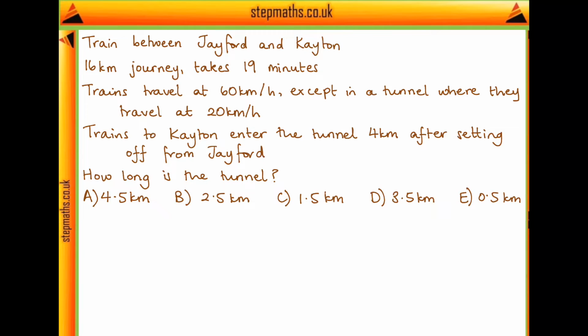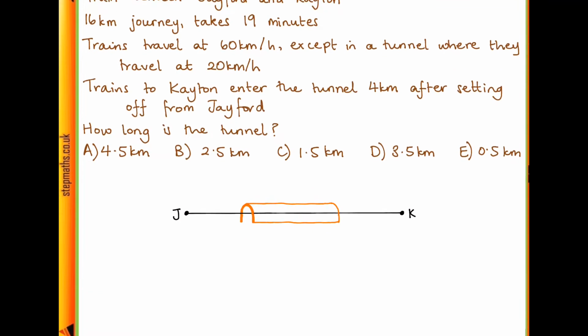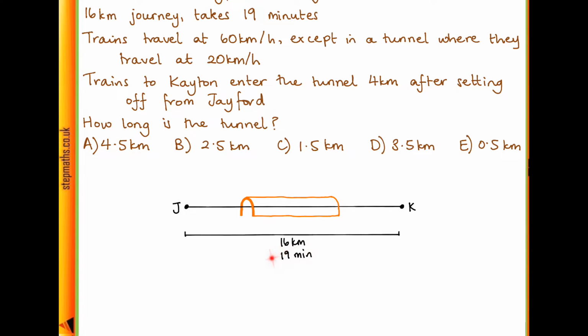Okay, so let's have a picture. Here is my train line from Jayford to Kayton with my tunnel in the middle. The whole thing is 16 kilometers, which takes 19 minutes. We're told that the trains travel at 60 kilometers an hour outside the tunnel, and in the tunnel travel at 20 kilometers per hour. So these sections are 60 kilometers per hour and inside is 20. And when we're travelling towards Kayton, we enter the tunnel 4 kilometers after setting off from Jayford, so this section here is also 4 kilometers.